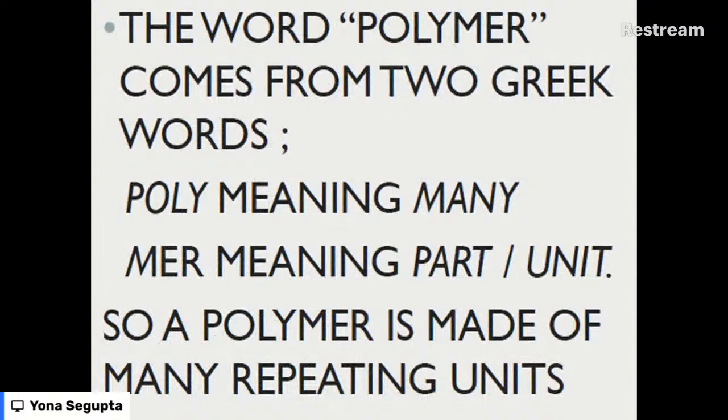Next, as I was just telling you, poly means many and mer means part or unit. So you can say that a polymer is made up of many repeating units.